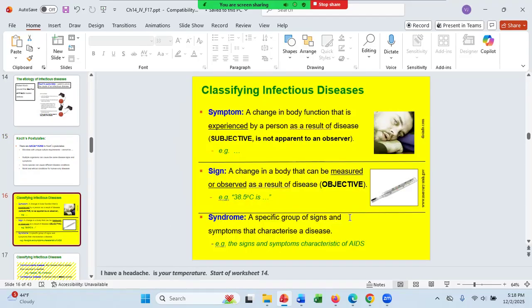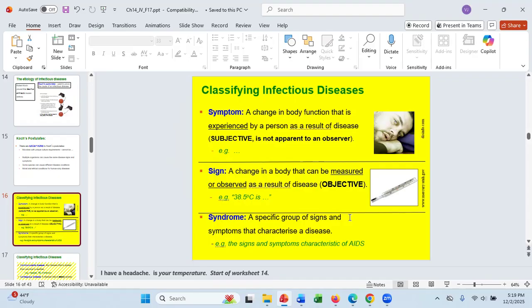All right. A symptom is a change in the body function that is experienced by a person as a result of a disease, but it is subjective, something that is not apparent to any observer, meaning you cannot measure a symptom. A good example of a symptom is when somebody complains of a headache. You know when you have a headache or not, but a headache cannot be measured by anyone else. So no one else can actually know that you have a headache because it can't be measured. Any question about a symptom?